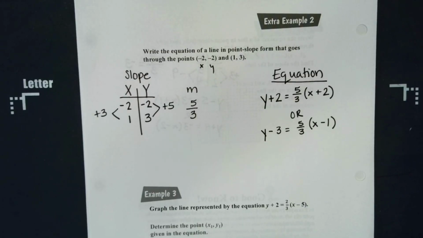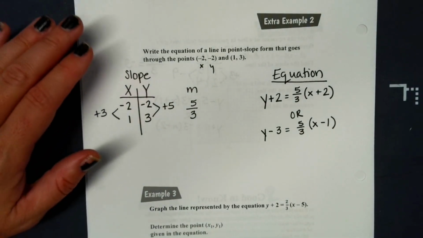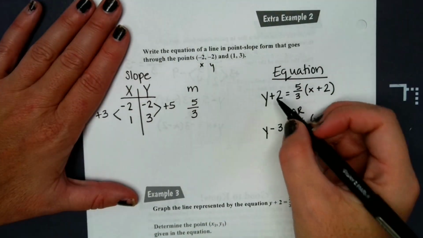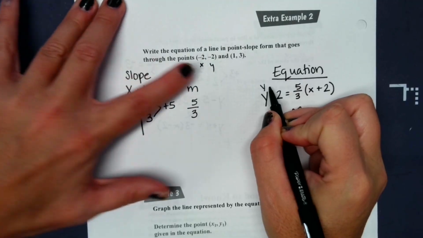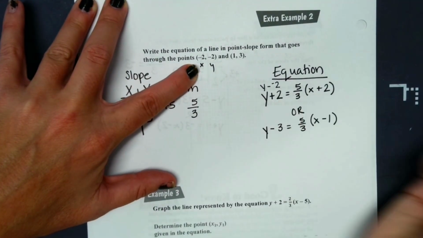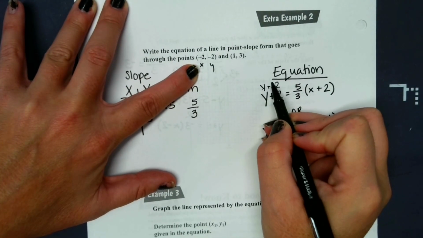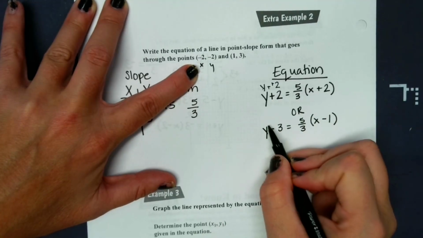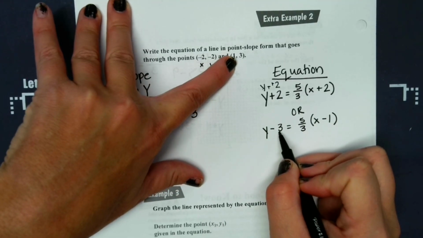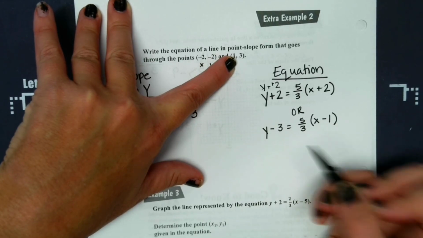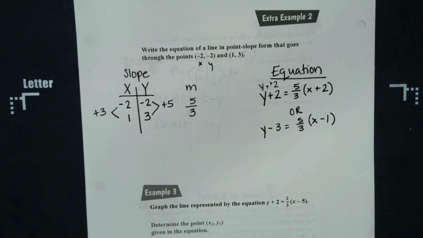Wait, why is the 2 positive but the 1 negative? Oh, okay. So, because really this is written like this. y minus negative 2. Keep, change. This is just y minus 3 because it's a positive 3. So you don't change it. Great question.